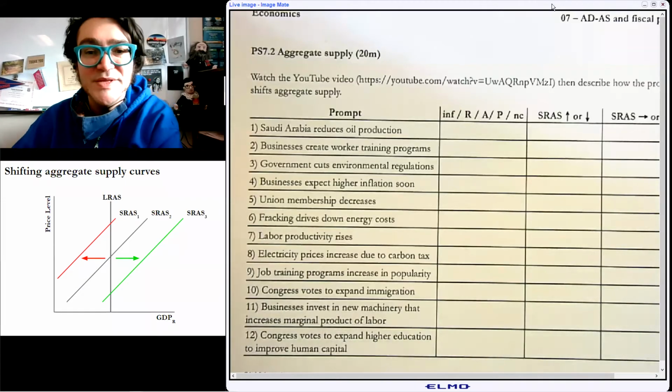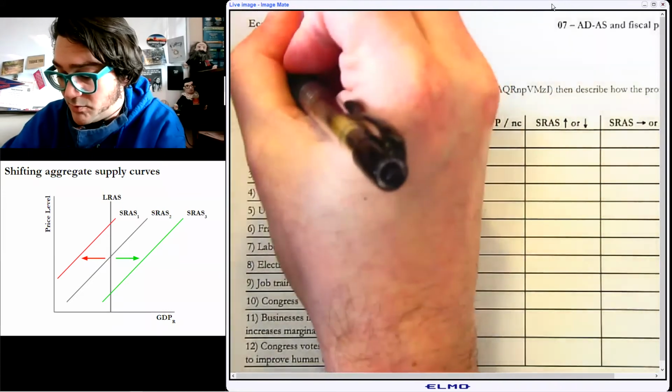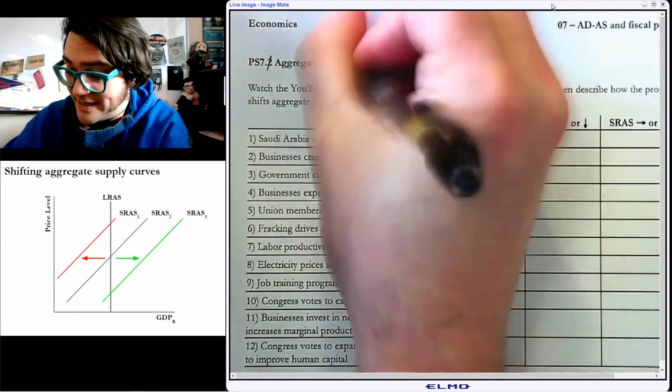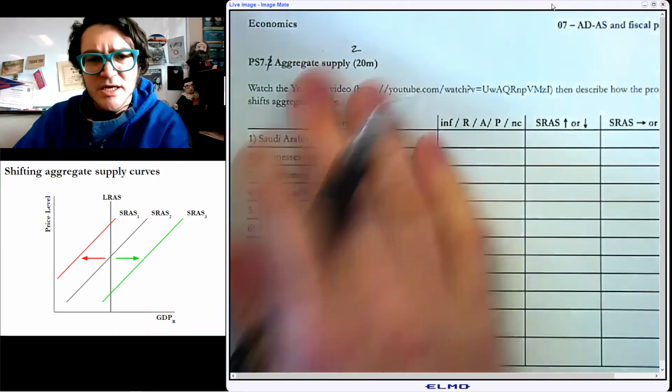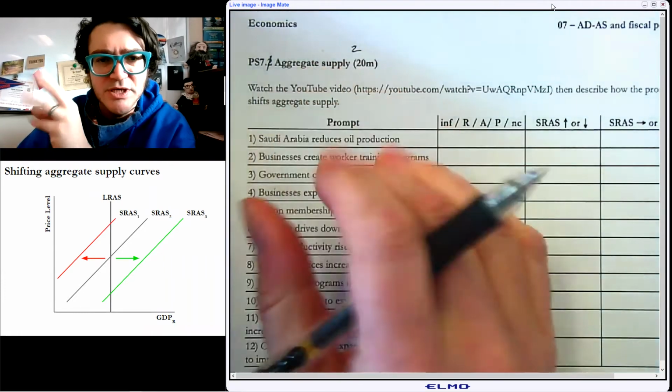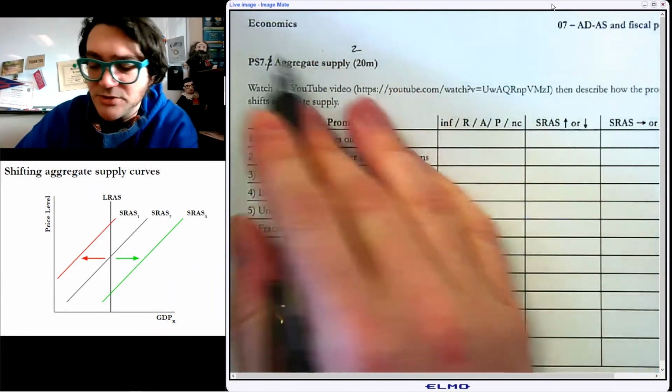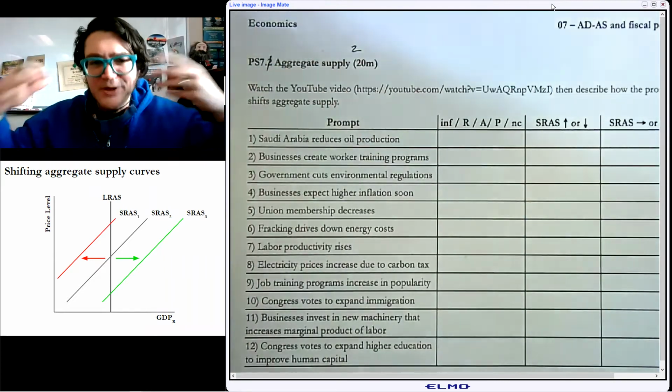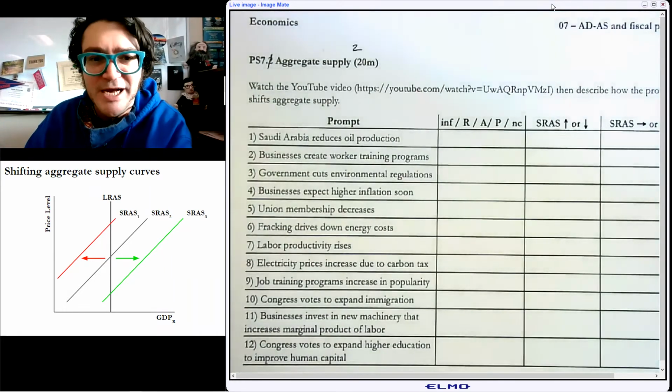Well, hi there. So in this video, we're going to take a look at practice 7.1 aggregate supply number 2. This is basically the second of the aggregate demand, aggregate supply problem sets. And I'm so sorry about screwing this up. Just keep going through in order and we'll figure it out, right?